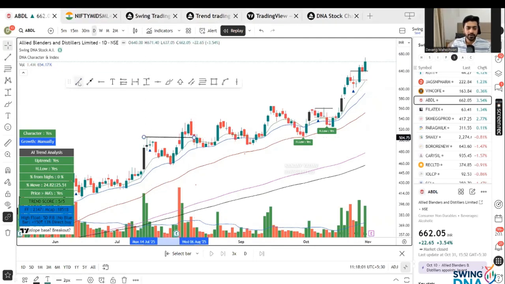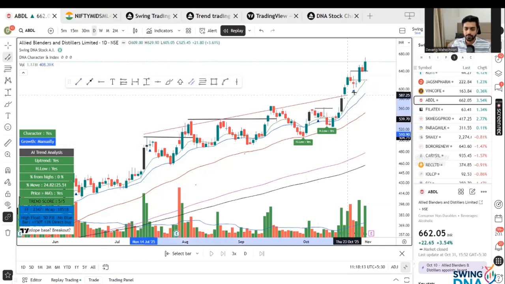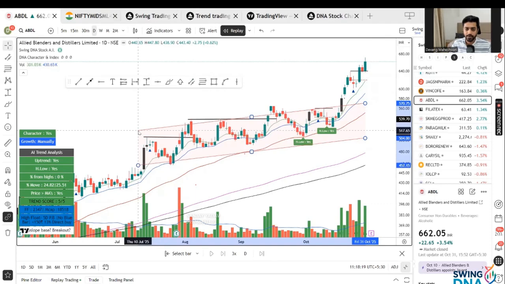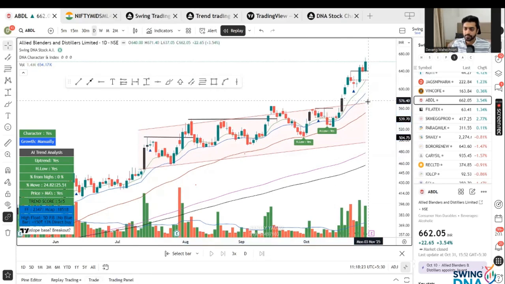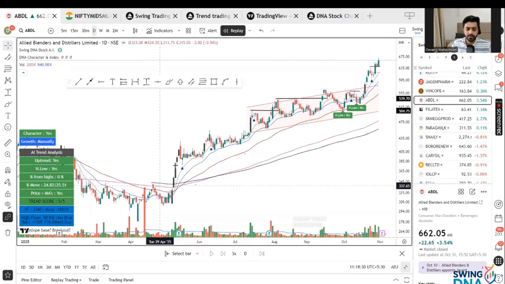Small range failed. Then again here a breakout failed. Okay, so that is sufficient to understand that it's a sloppy base. So we can draw like this, where we can have the majority of the candles. Okay, so it's an upslope base. You have this good movement up and then it's a sloppy base.